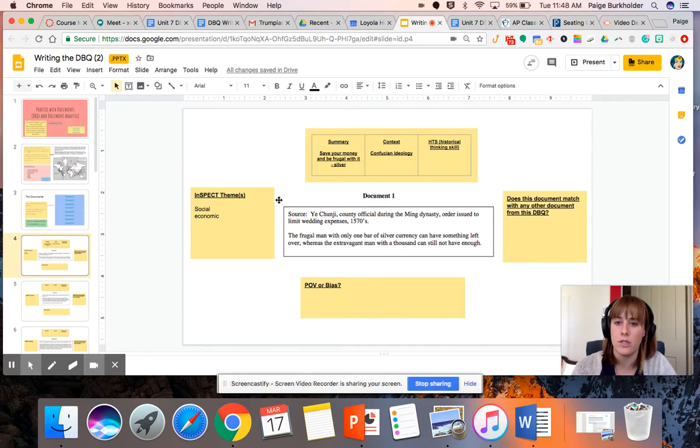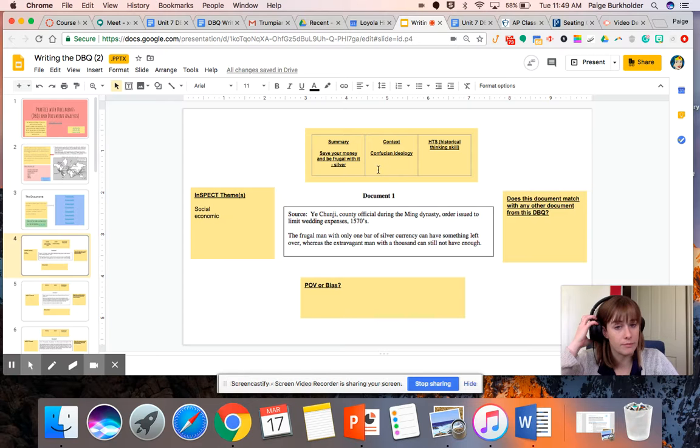And then you want to extract your inspect themes, your POV, your bias, and then does the document match with any other document? Okay, so this document you've seen before because not only did we go over this in class, but also because you guys wrote this DBQ actually. The summary of this is, if you're a frugal man, you can be wealthier in the long run than if you live a luxurious lifestyle and waste all your money. I said that's a really Confucian ideology, right?